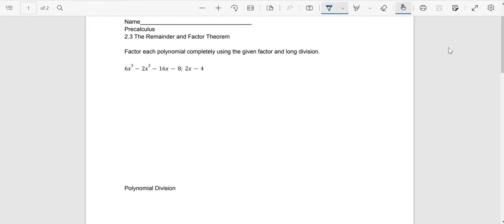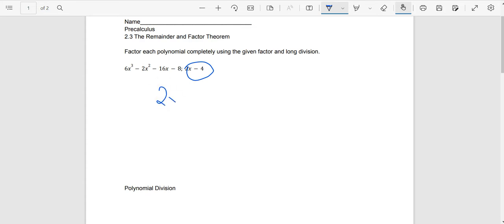2.3, the remainder and factor. Let's start out by doing some factoring and some long division of polynomials, all right? So that's how we're going to be able to, so we're assuming this right here is a factor. I'm telling you right now it is, but we're going to go through it together.